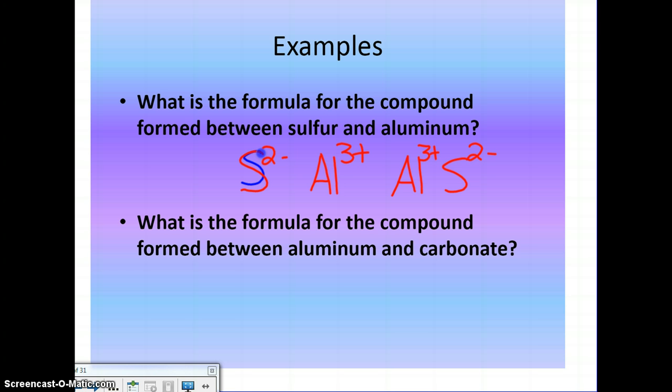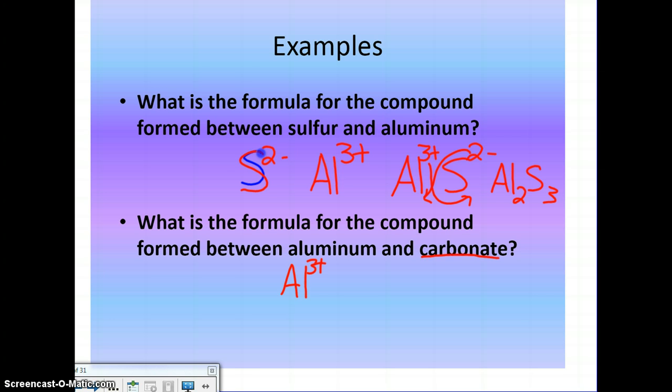All right, now we're at the swap and drop. So we're going to drop this down, drop that down, and it becomes Al2S3. Okay? All right, now look at the second one. The second one, we have aluminum again, so we know already that that is Al3+.